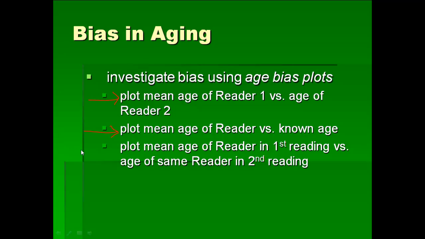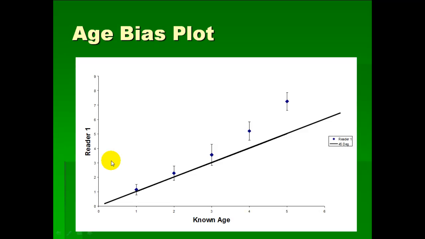You can plot the mean age of a certain reader the first time they read a structure versus the age that they give the second time they read the structure. And this also talks about precision. Do you have a bias as far as your repeatability? So this is one way you can look at an age bias plot.